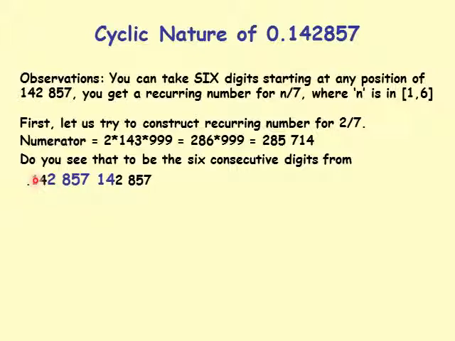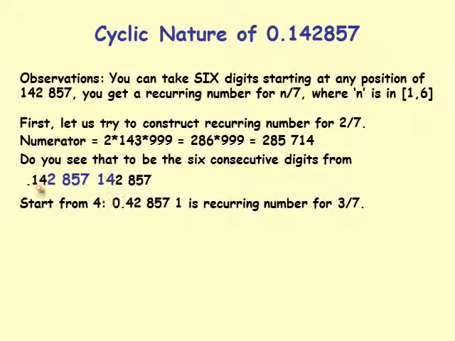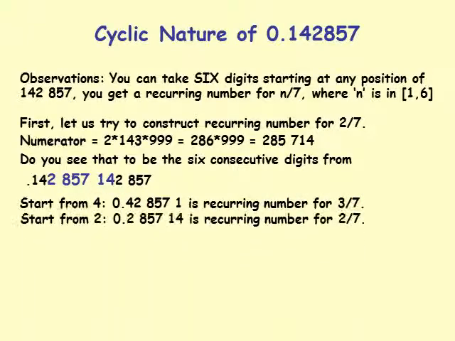So this is what we got. If we put together two sequences here, 142857 followed by 142857, we start at 2, take 6 digits, 285714, we got 2 divided by 7. If we start at 4, which is the next digit here, we got 0.428571, which is the recurring number for 3 over 7.